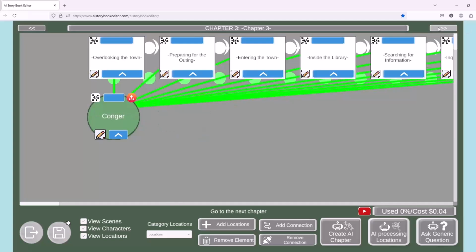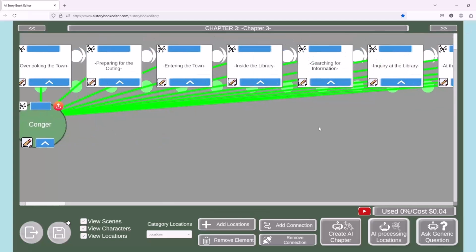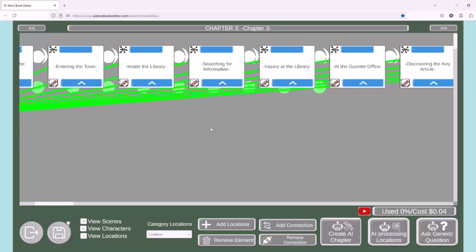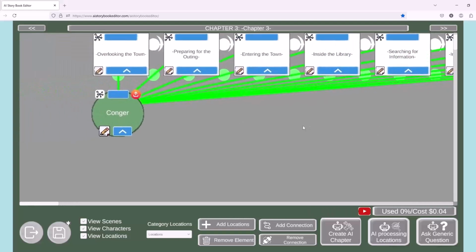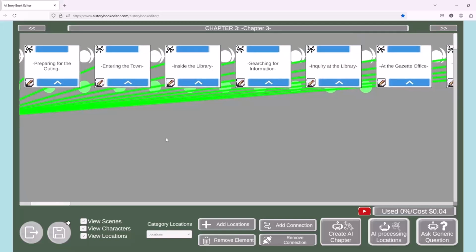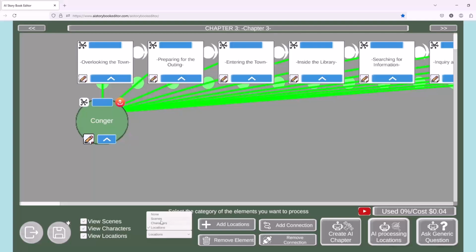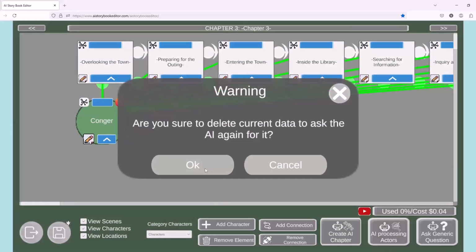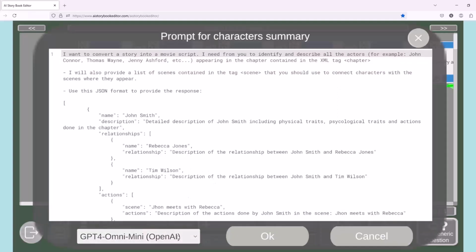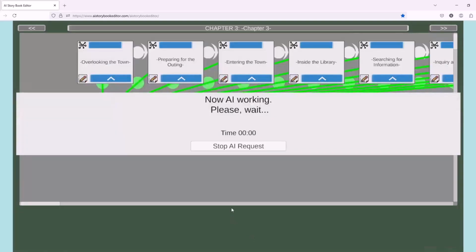In chapter 3, Conger talks with the librarian, so we are going to perform a more accurate analysis of the characters in order to better identify them. We are going to use a better model so we can better identify the characters.